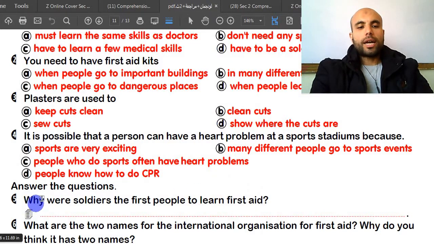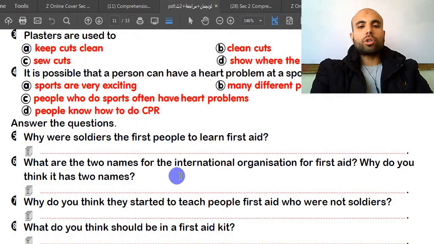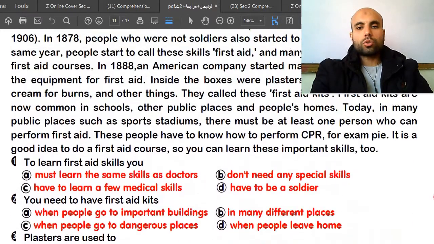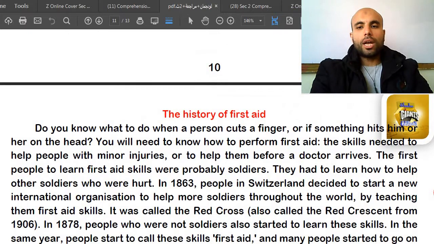Number 5, answer the questions. Why were soldiers the first people to learn first aid? Number 6, what are the 2 names of the international organizations for first aid? Why do you think it has 2 names? Number 7, why do you think they started to teach people first aid who were not soldiers? Number 8, what do you think should be in a first aid kit? So I think you get the main idea of the passage, and they are talking about first aid and what happened in the past about this. So now let's move to the passage and read it.